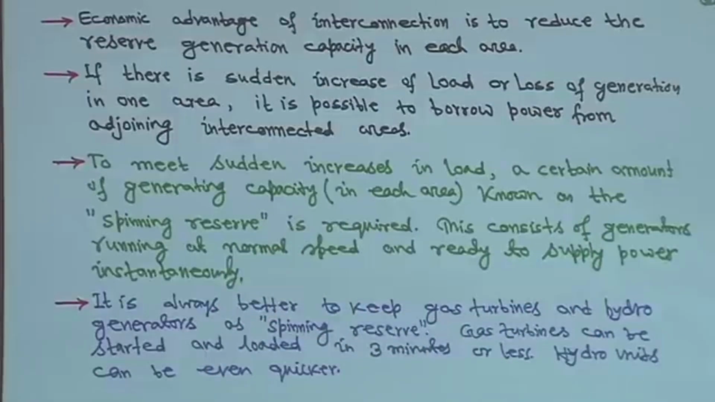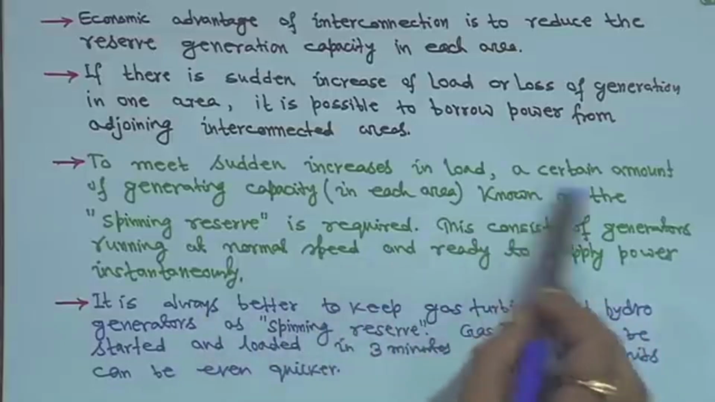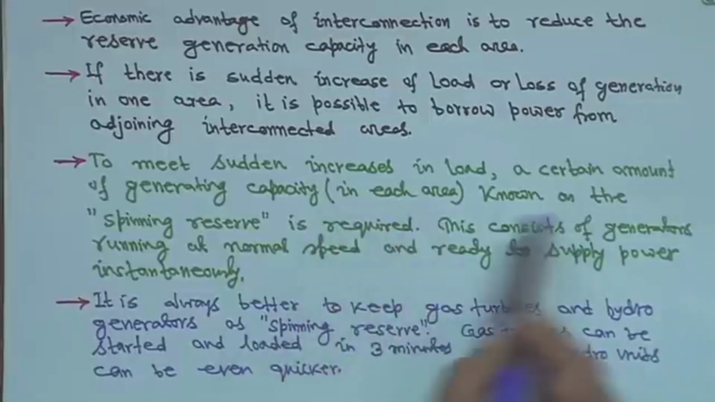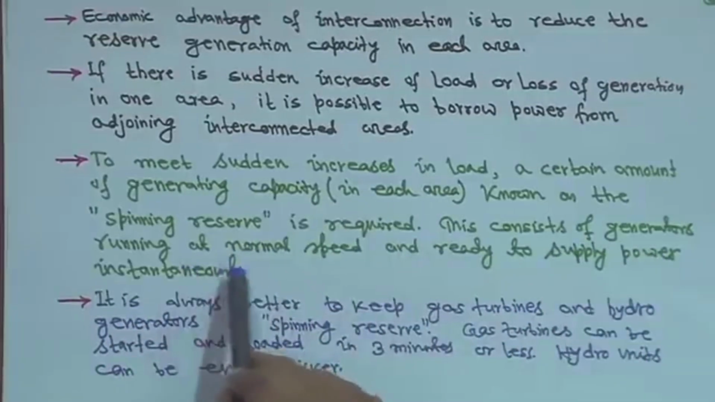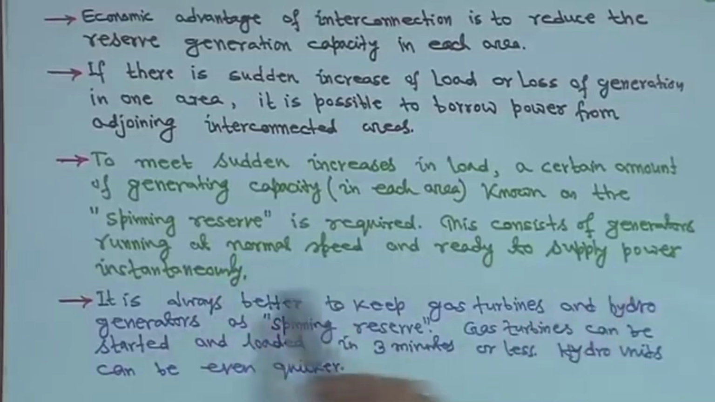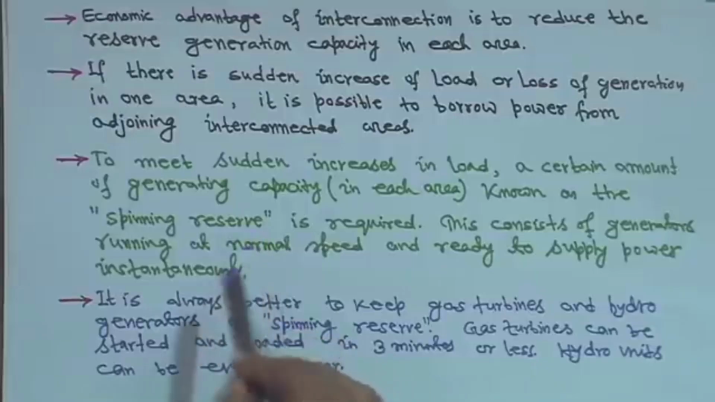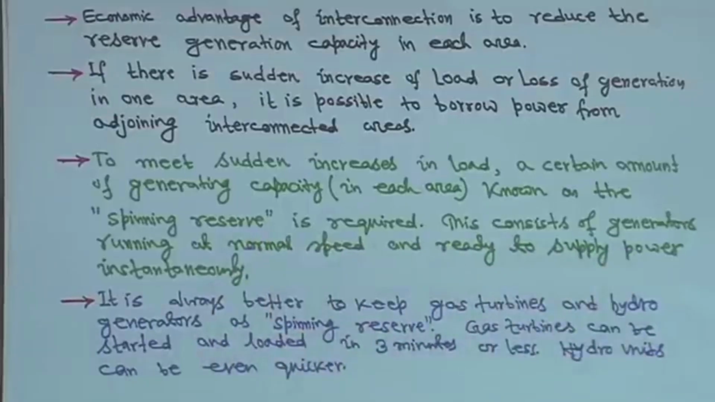Suppose load suddenly increases, and you want to immediately supply this additional load. That means a certain amount of generating capacity in each area, known as the spinning reserve, is required. This consists of generators running at normal speed and ready to supply power instantaneously, as soon as the load has increased.